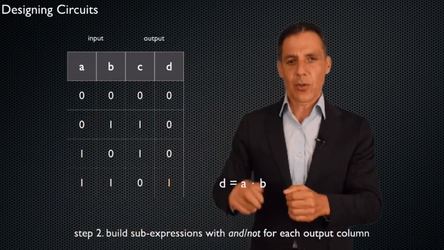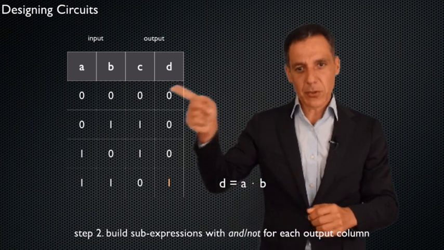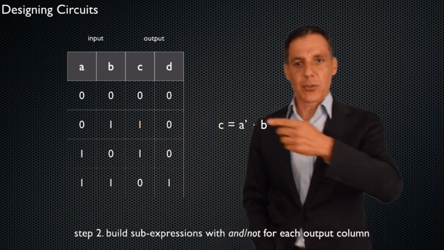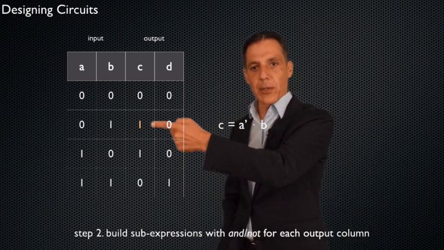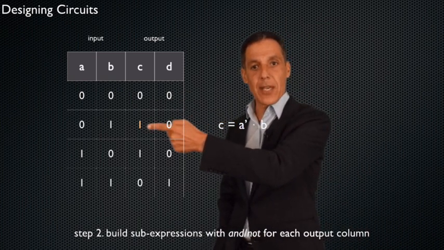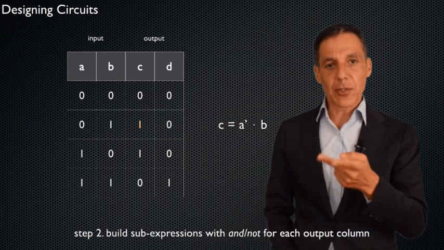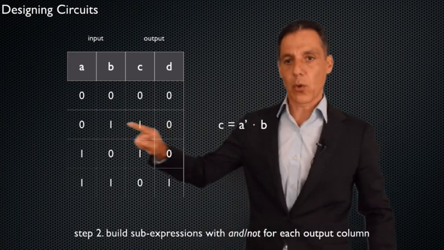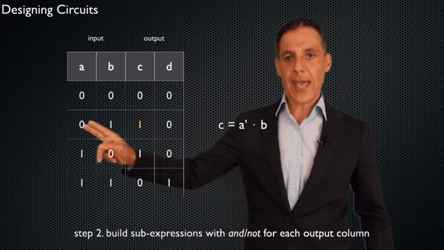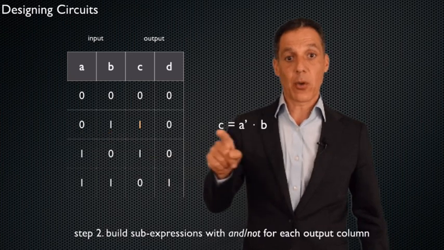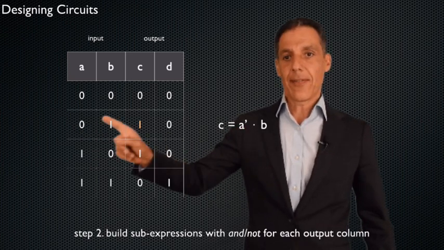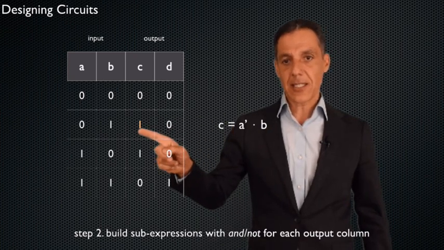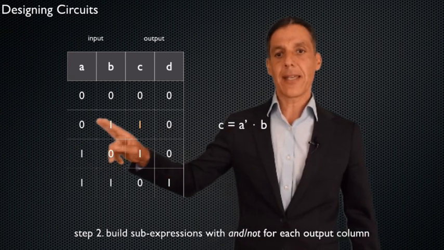Okay? So let's see another example, we'll do C, and we'll see exactly where this is coming from now. All right, so C, we're going to play the same game. We're going to roll down and see where you see a 1. Okay, there it is right there. And now I'm going to build a sub-expression. I can only use ANDs and NOTs. So I'm going to roll over to the input. And what do I have? I have a 0 here, so I'm going to NOT that. And then I have a 1 here, so I'm just going to carry that over. And this C is equal to NOT A AND B.